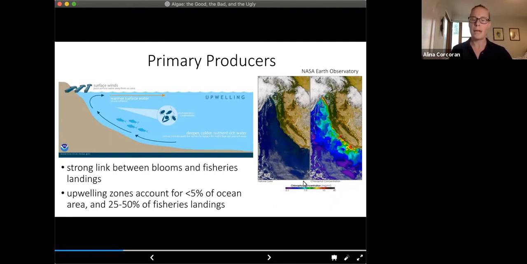The images on the right show an upwelling zone in natural color on the left, and on the right, illustrating chlorophyll concentration. Chlorophyll concentration is an indicator of microalgae biomass. So the hotter colors, the yellows, the orange, and reds mean that we have a lot of biomass there. What's interesting is that there's a really strong link between blooms and fishery landings. Upwelling zones account for less than 5% of the ocean area, and yet they account for 25 to 50% of fisheries landings. So that's pretty astounding. That is our first reason why algae are important.